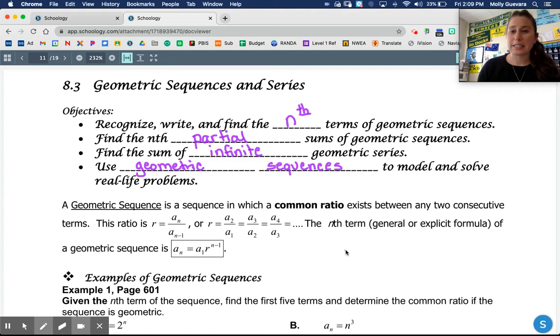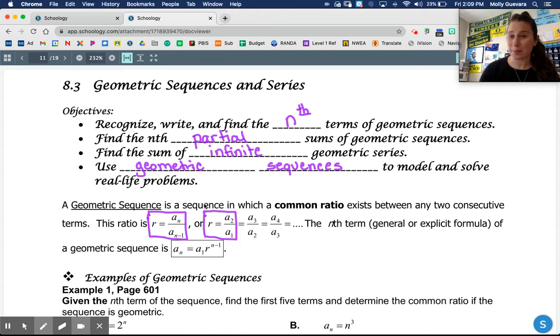Okay, so a geometric sequence is just a sequence that's multiplying by the same number every single time. So arithmetic, right, was adding and subtracting by the same number every single time. Geometric is multiplying by the same number every time. The number that we're multiplying by every single time is the common ratio, and that is found by this little formula right here.